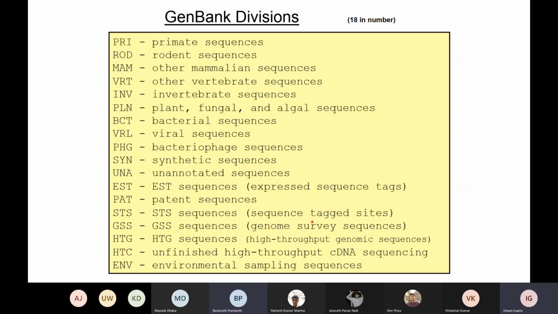There's something called sequence tagged sites. These are basically sites which allow you to recognize certain plasmids or certain unique organisms. Then there are genome survey sequences. Again, these are sites specifically in the genome which help you to survey the composition of a community of DNA samples. So this is typically called metagenome sequencing. Then there is something called high throughput genome sequencing.